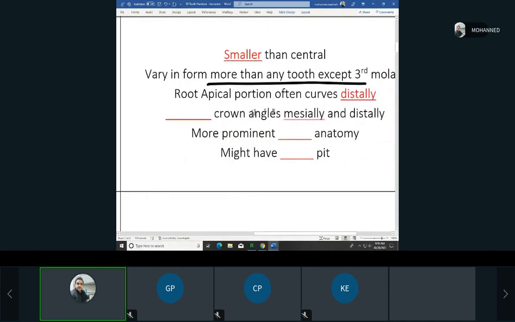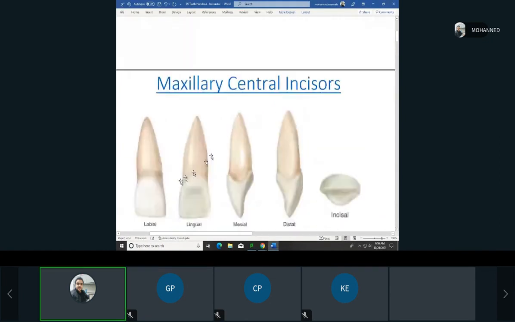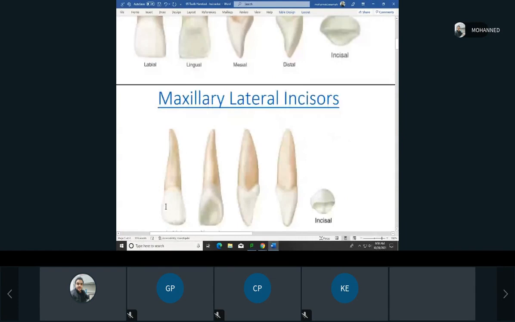How about the angles that we have? Rounded, right? They're both rounded mesially and distally. And this is again talking about this part of the tooth. When we look at it on the labial side, you see this is a round angle here, and this is also kind of round. Again, more rounded than the central, which has almost a complete 90-degree angle. Okay.